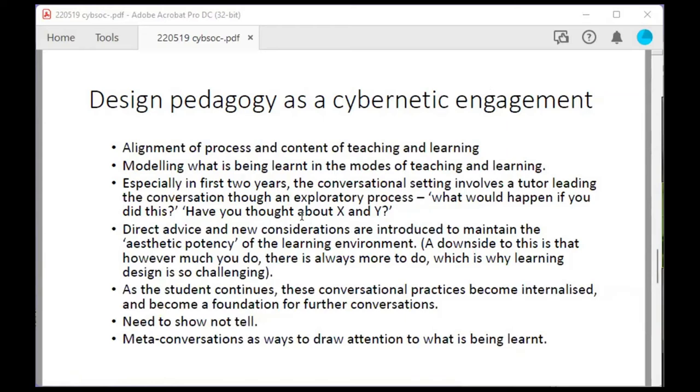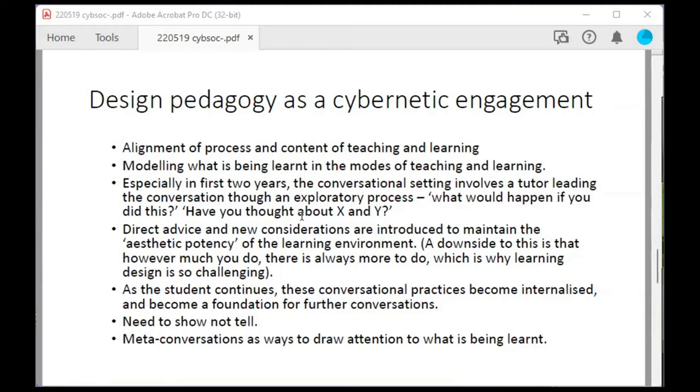So thinking of design, teaching and learning from a cybernetic perspective reveals another set of possibilities. And I speak to my own thinking on this, my own journey as a teacher. There's a potential to align the process and the content of teaching and learning.